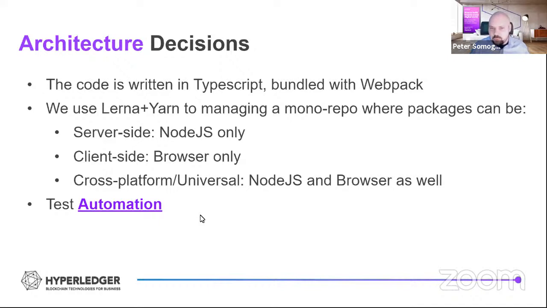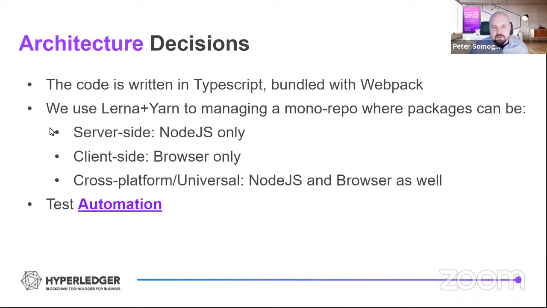So back onto the bundling with Webpack. We want that because we want to lower the barrier of entry. We want to be able to deploy Cactus in resource constrained environments, maybe even cloud functions or Lambda functions. The name depends on your favorite cloud provider.